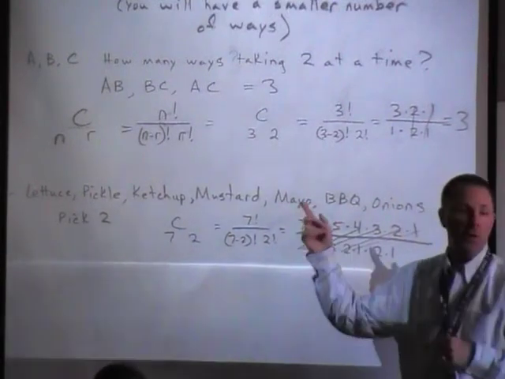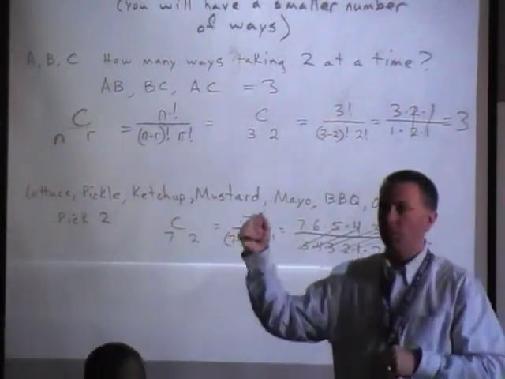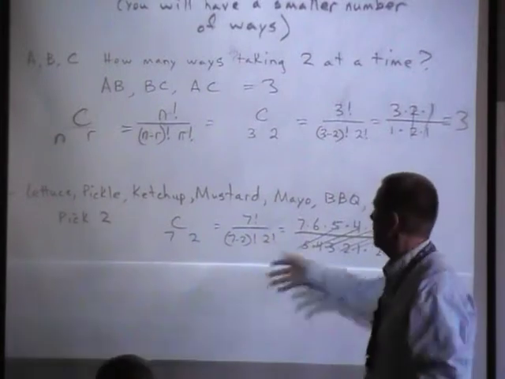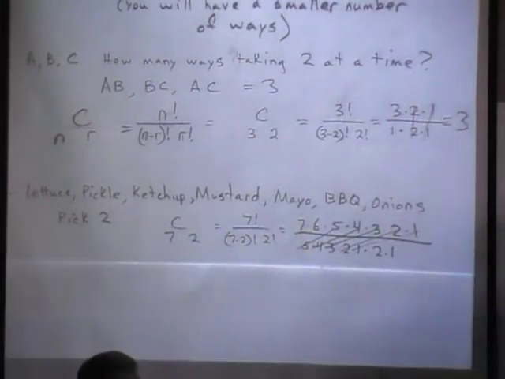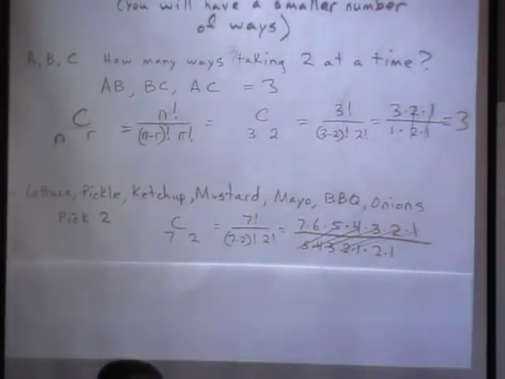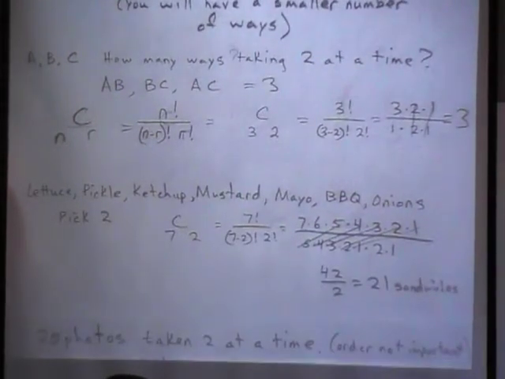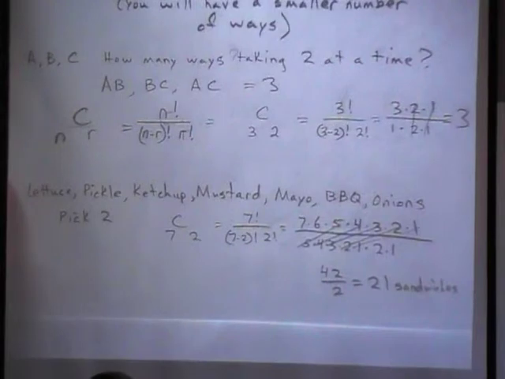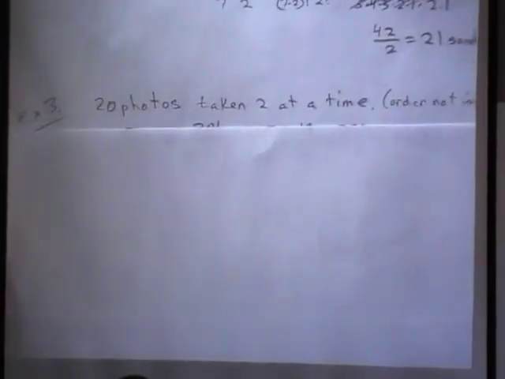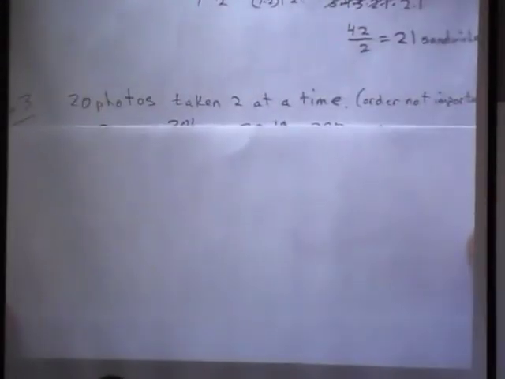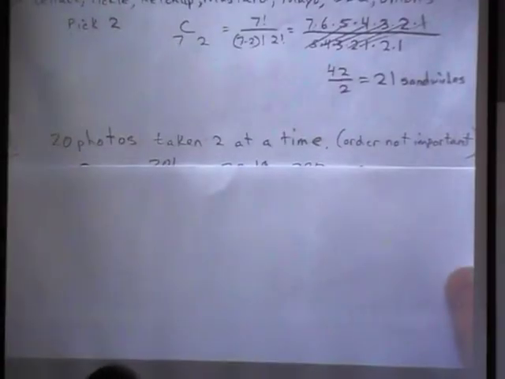So everybody get 21. All right, so there's 21 different sandwiches. That's a lot of sandwiches. Notice I did it longhand, 42 over 2.